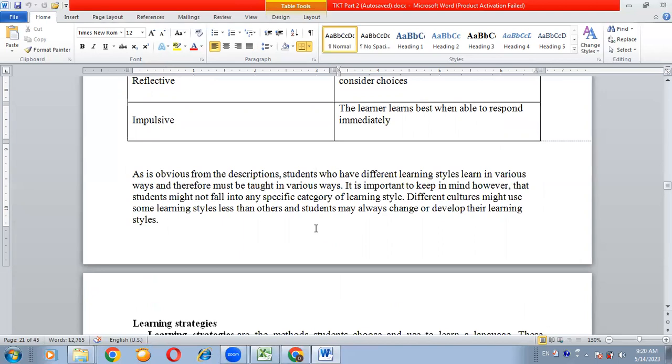As is obvious from the descriptions, students who have different learning styles learn in various ways and therefore must be taught in various ways.